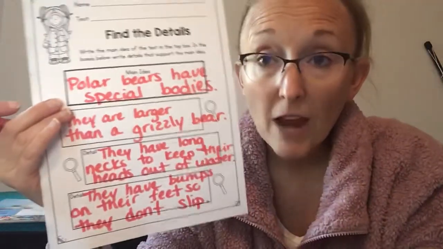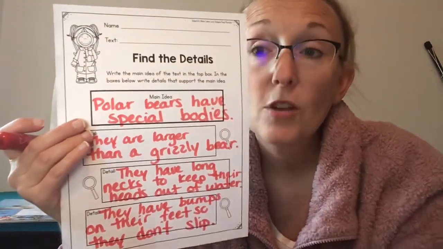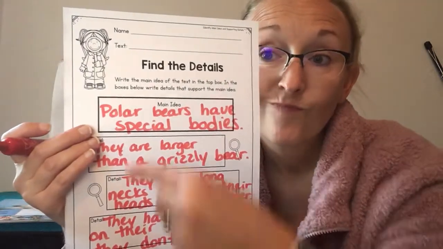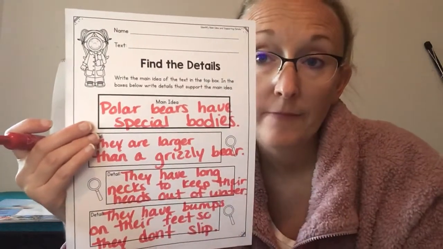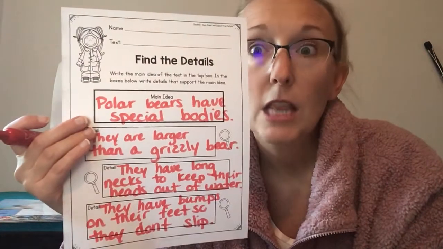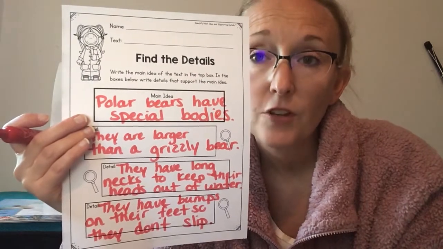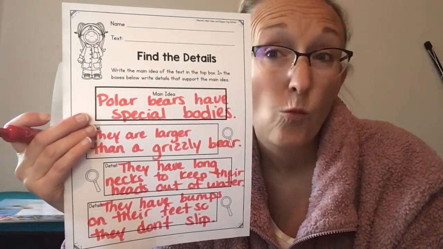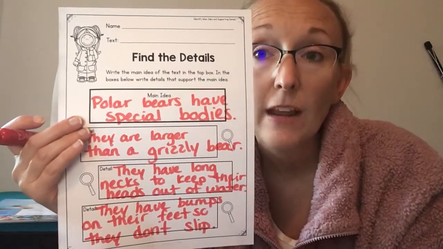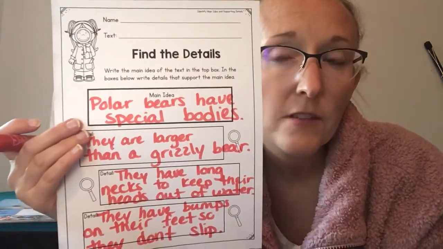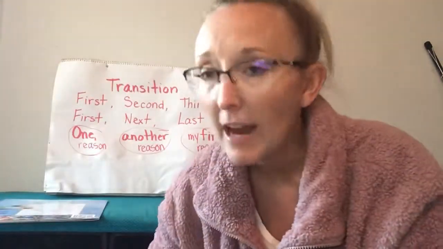Now, if writing is tricky for you, then you could probably shorten this a little bit, okay? You could just write special bodies, big, long necks, and bumps on feet, okay? And I would take that. I would love big, long sentences if you can handle it. But if writing is really a challenge for you, and maybe you're in groups like 1, and you really feel like you need to shorten this assignment a little bit, just writing 1 or 2 words is okay. But those of you that can handle it, don't take the easy way out, okay? Okay, try to write me nice sentences.